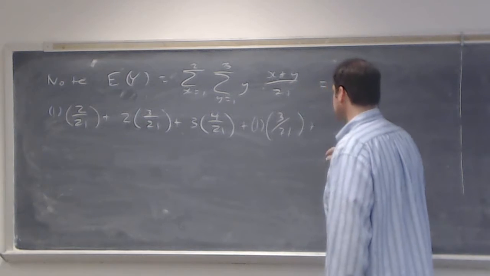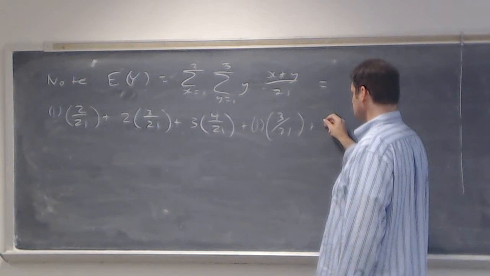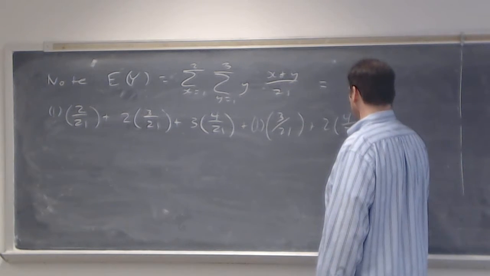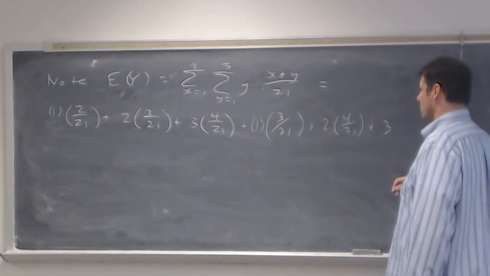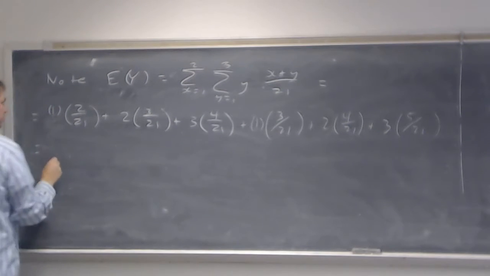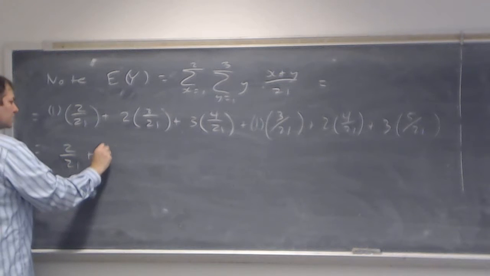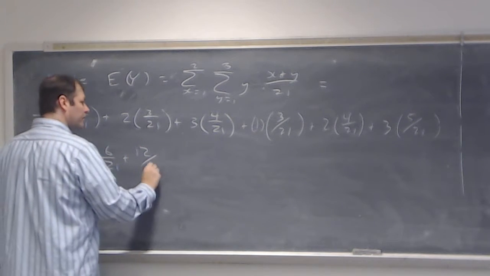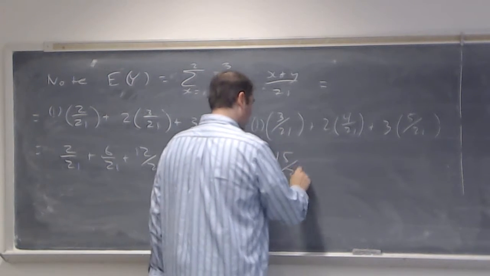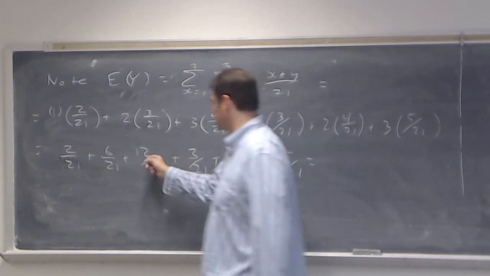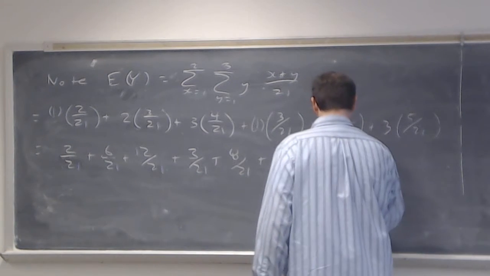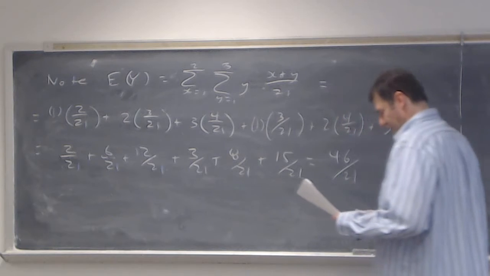Plus, when y is 2, x is 2, we're going to get 2 times 4 over 21. And finally, when y is 3 and x is 2, we're going to get 3 times 5 over 21. So computing this addition, we have 2 over 21 plus 6 over 21 plus 12 over 21 plus 3 over 21 plus 8 over 21 plus 15 over 21. So it's 23, 26, 28, 38, 44, 46 over 21 is what I got. And that's the right answer.